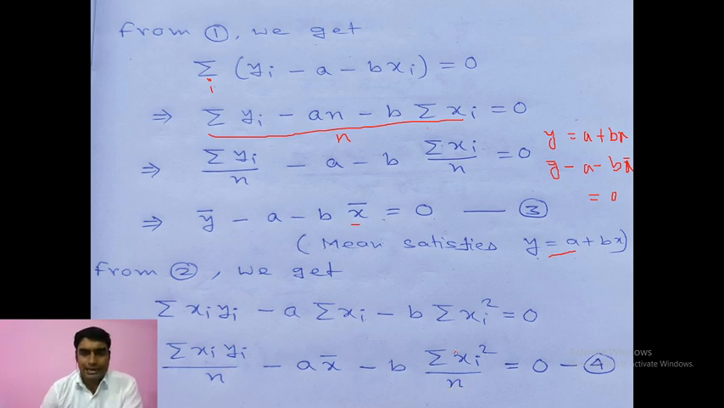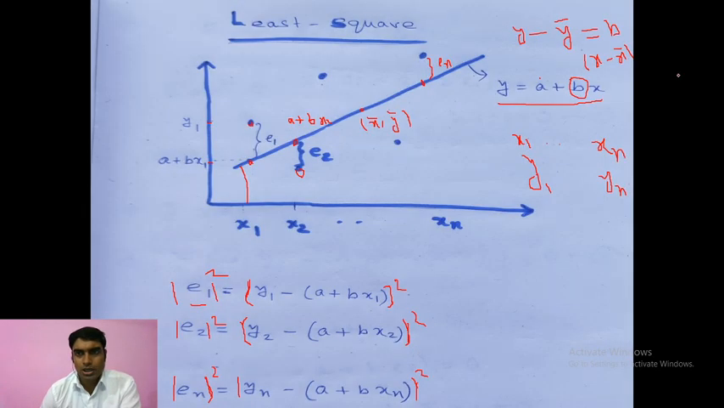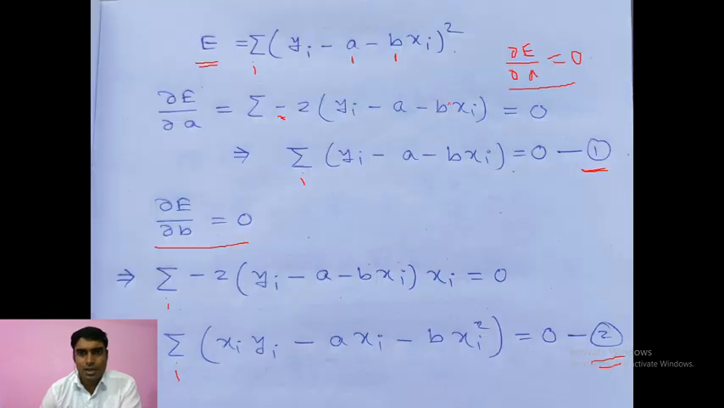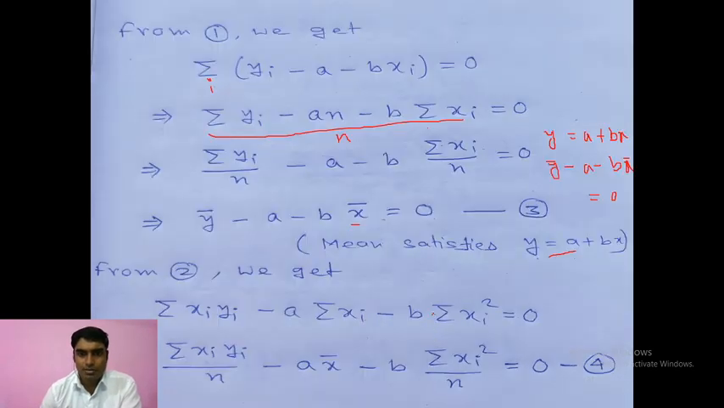Okay, so I get two equations, 3 and 4, where my goal now is to find the value of b. If I know the value of b, then I put it in the equation, because I know x bar y bar lies on the straight line, and I get the equation of the straight line. Now I eliminate a from equations 3 and 4, so that only b remains, and then I can find the value of b.